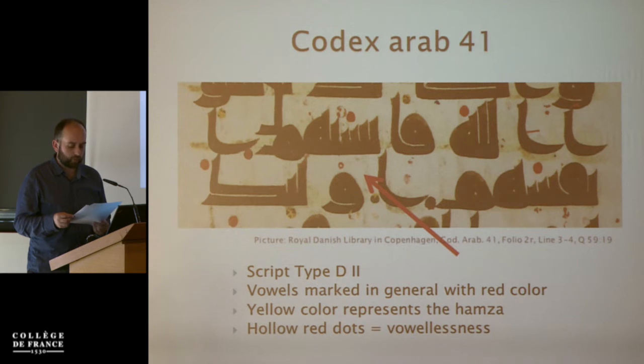Hollow red dots mark vowelless letters, for example, in folio 2 recto, line 4, the dot on the letter waw in the word ulaika in Surah 59, verse 19. Yes, you see it with the red arrow.